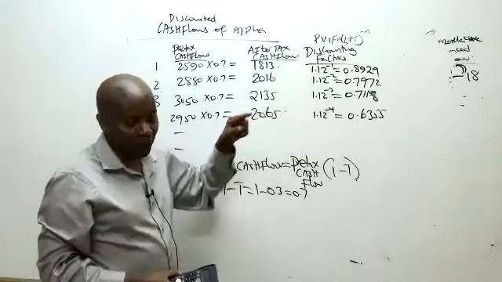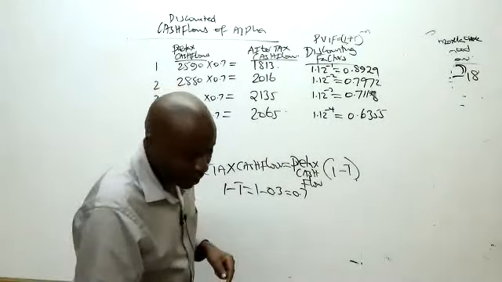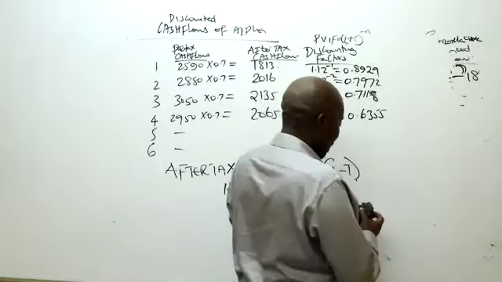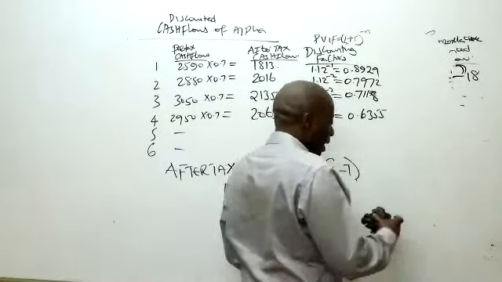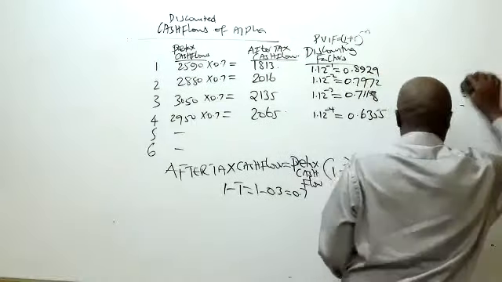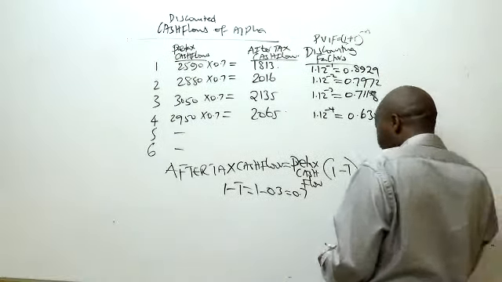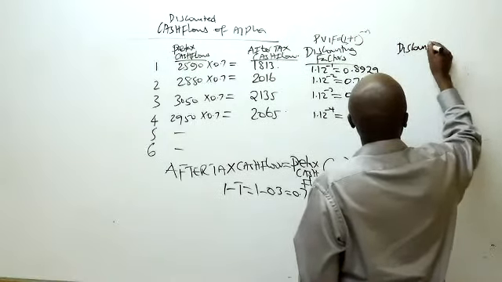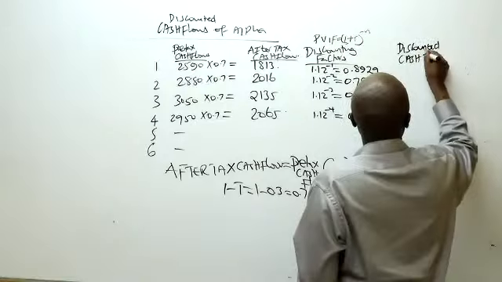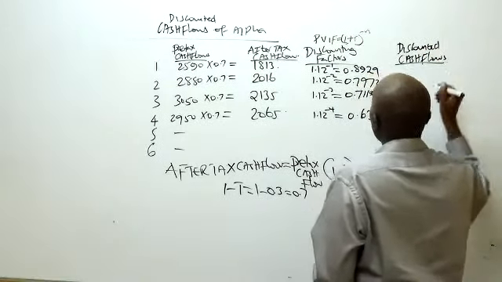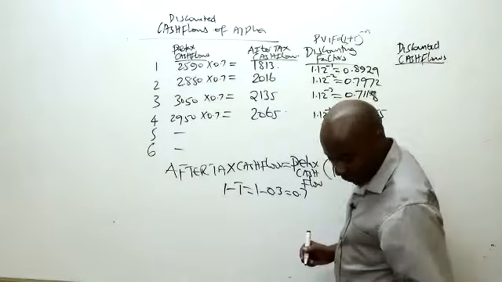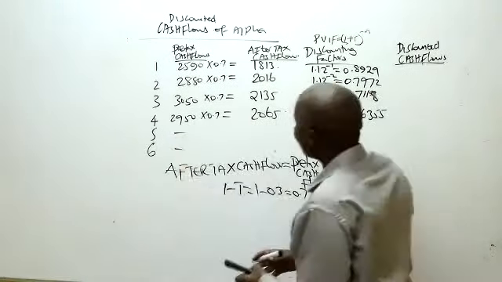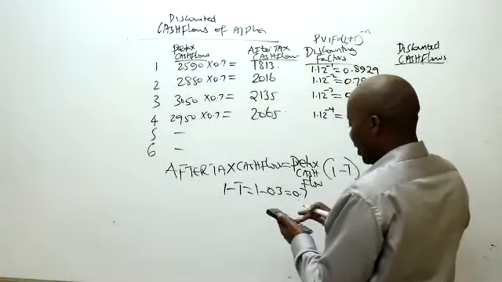Now, once I have my discounting factors, I will move with speed to multiply them with these cash flows so that we can get the discounted cash flows. So discounted cash flows, ladies and gentlemen, will be as follows.